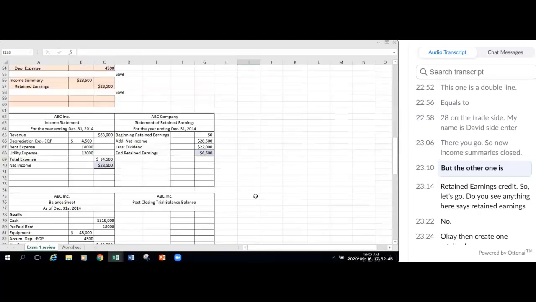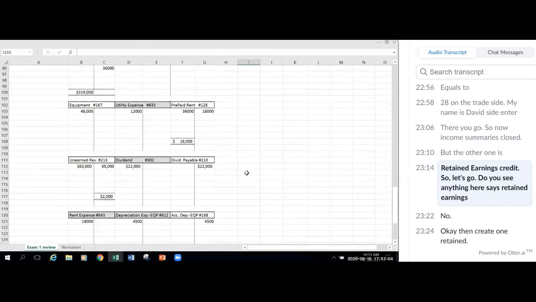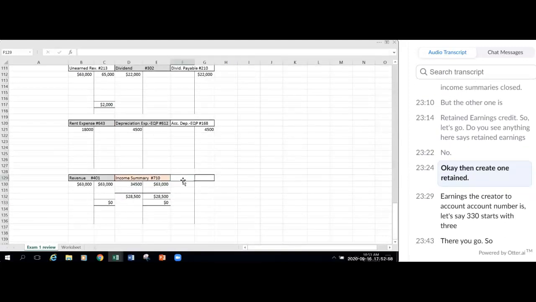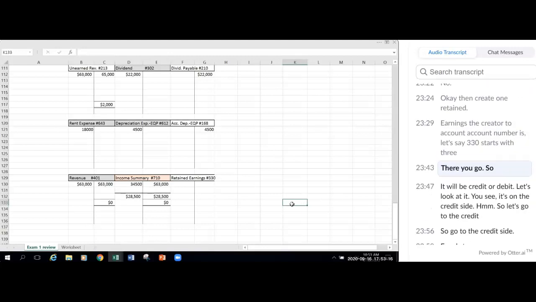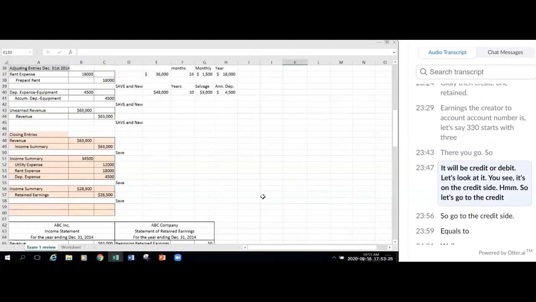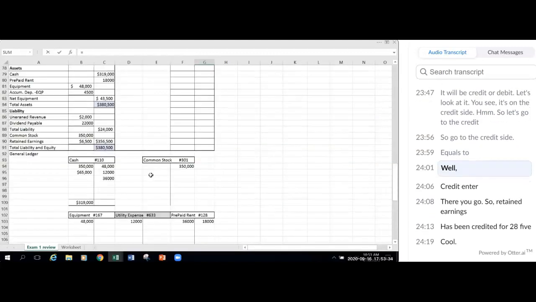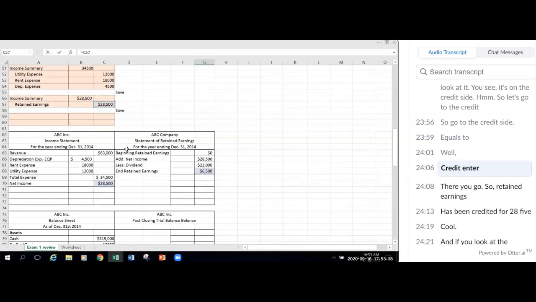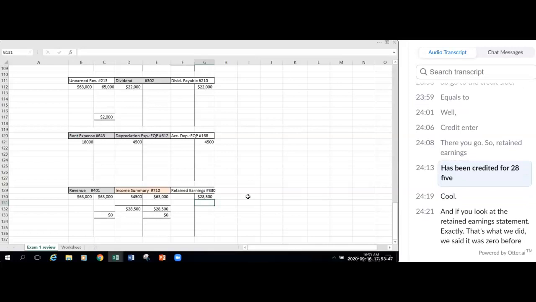But the other one is the retained earnings credit. So let's go. Do you see anything here that says retained earnings? No. Okay, then create one. Retained earnings. We create the T account. Account number is, let's say, 330. Starts with 3. Will it be credit or debit? Let's look at it. You see it's on the credit side. So go to the credit side, equals to, go up, that credit, enter. There you go. So retained earnings has been credited for 28.5.